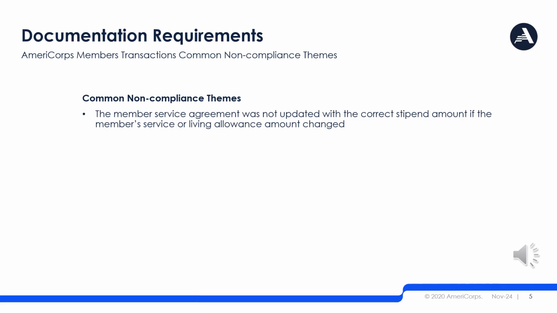We don't see a lot of non-CHC member noncompliance. Outside of CHC, where we see the most AmeriCorps member noncompliance is around the living allowance calculation. The member service agreement should be updated and the member should be informed if conditions of the contract change. For example, if the living allowance amount or the term of service is updated.